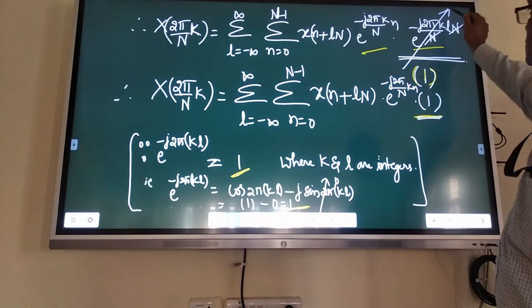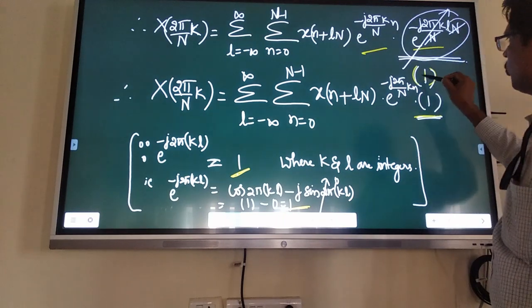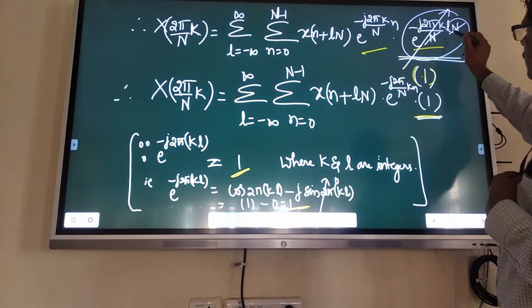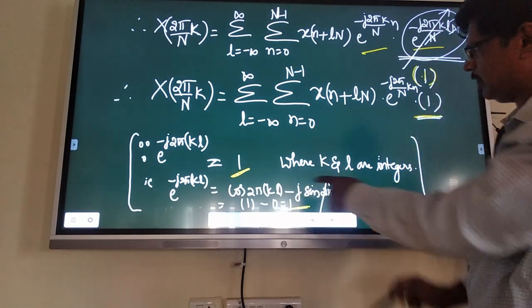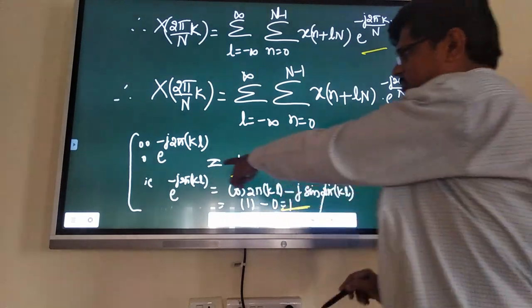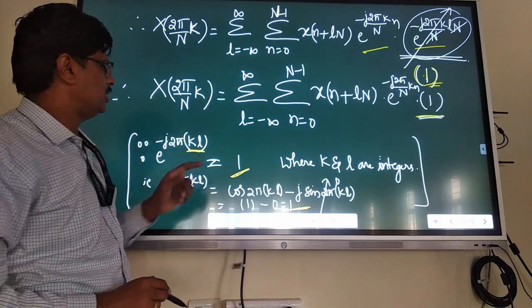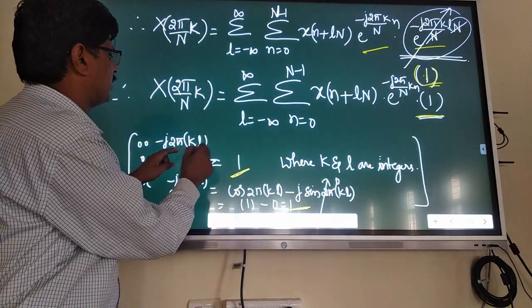Now see, splitting these two, you keep this as it is. This whole thing is nothing but 1. How am I getting this? e power minus j2π k lN by N. N gets cancelled. I have e power minus j2π kl, which is equal to 1. I have shown it here. e power minus j2π kl is nothing but 1. Why? Where k and l are integers, let's say.